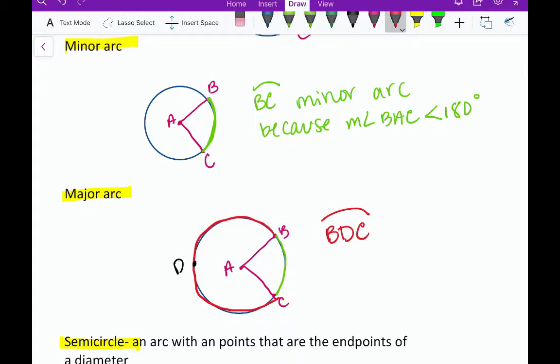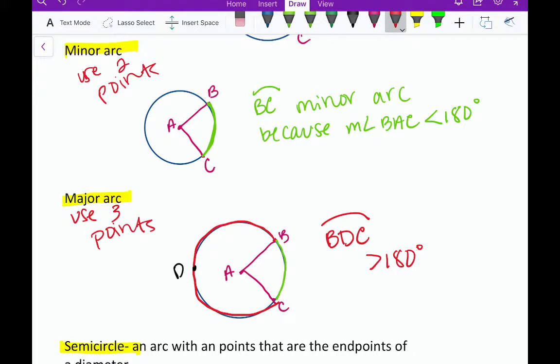Notice that we are going to use 3 points to denote that. Because if we call that arc BC, it's very confusing to know what arc we're talking about. So if it is a major arc, you must use 3 points. If it is a minor arc, you use 2 points. So the major arc, again, will be greater than 180 degrees.